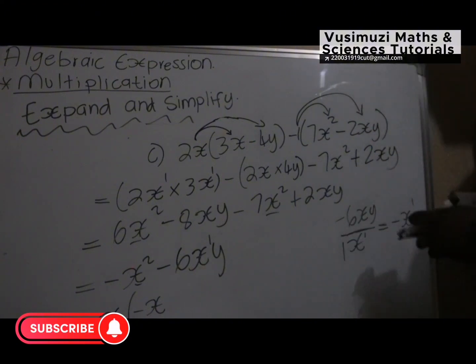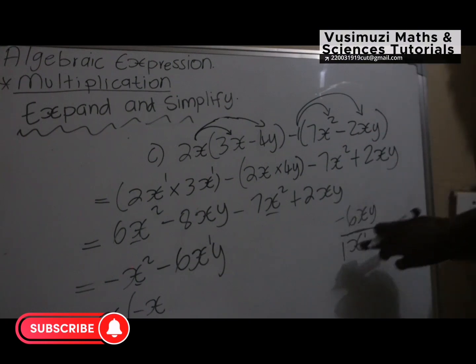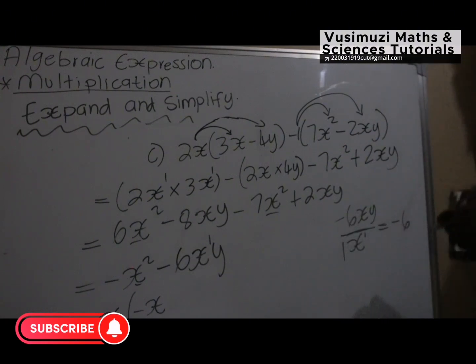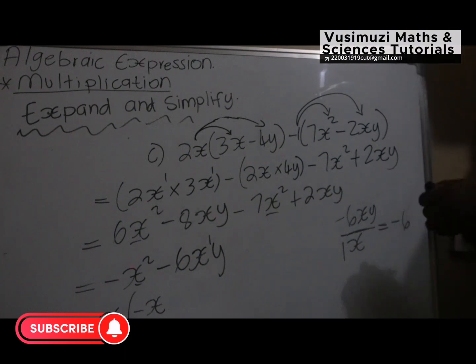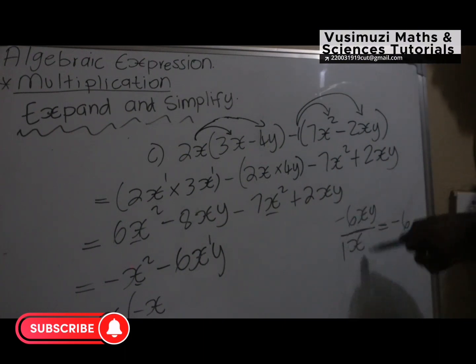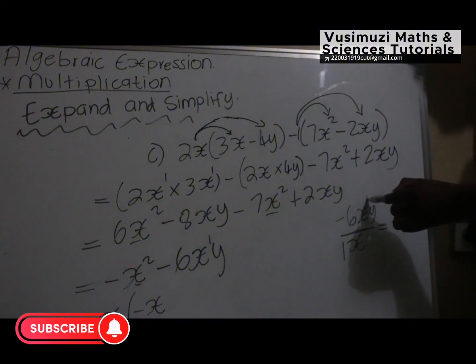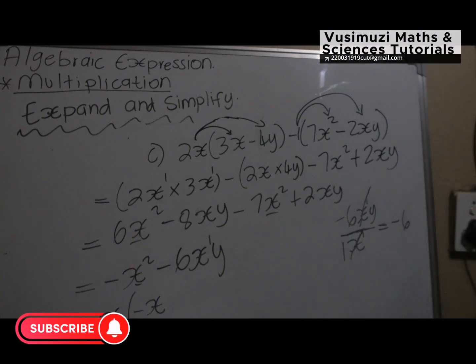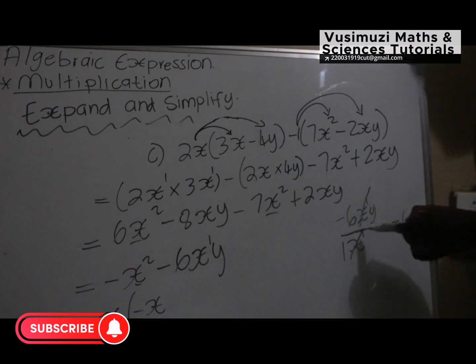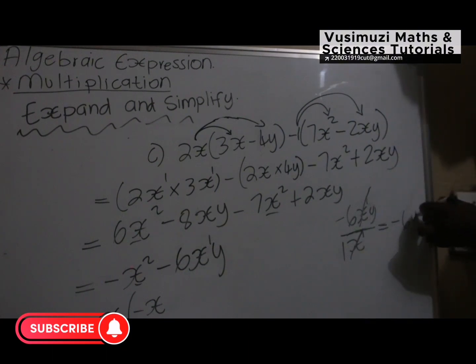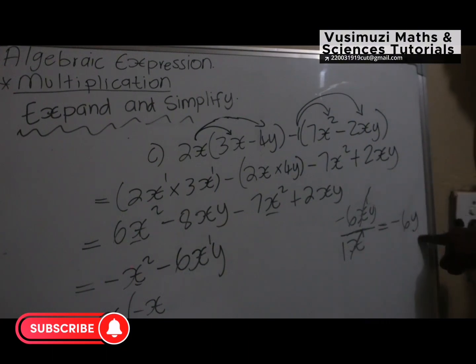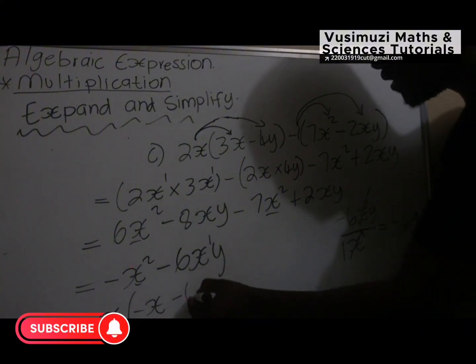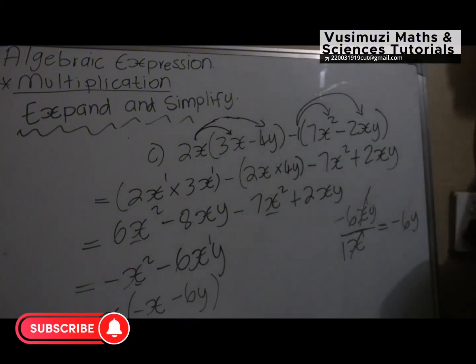Negative 6 divided by 1 is negative 6. Then this x and this x are the same in terms of exponents, x to the power 1 and x to the power 1, therefore they cancel one another. If they're the same, it's 0. Then you're left with y, so you're going to have negative 6y. Then you are done with this one. You go to the next one.